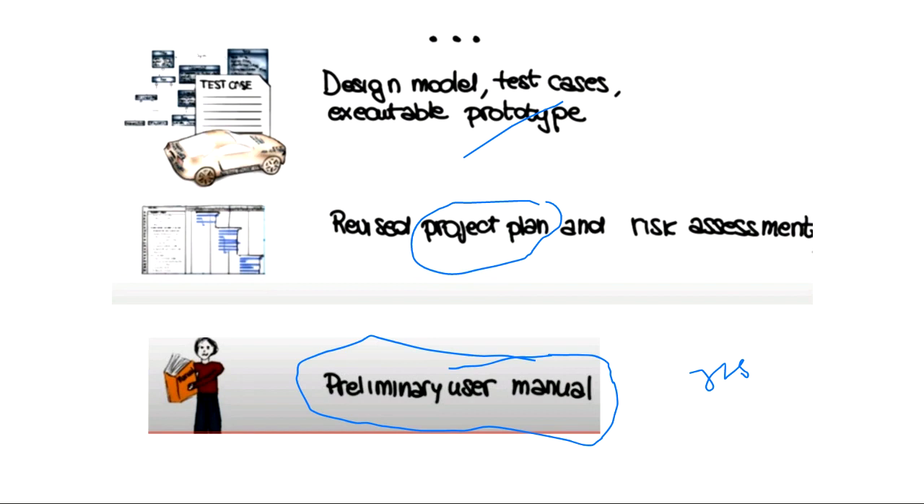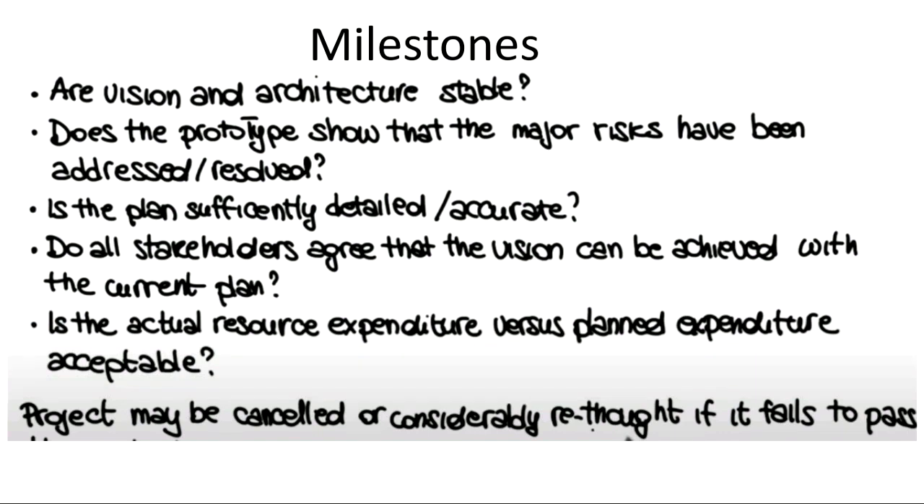A user manual is, suppose you have bought a new product, you are given a user manual, right? How to operate this product, what are the things in your system. So the preliminary user manual will be created here, not the full user manual which is sent to the user at last, only a sketch of the user manual. Okay, that will be created here. Then what are the milestones that will be achieved?